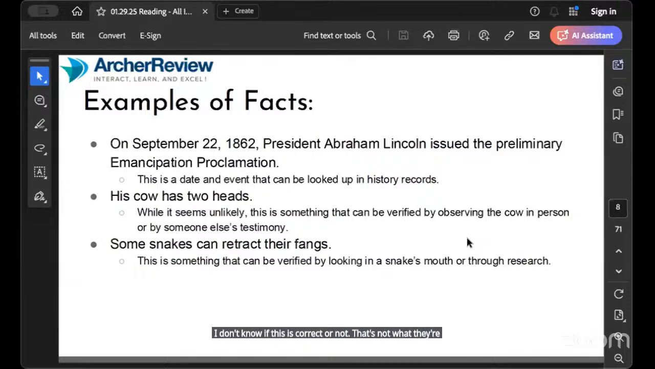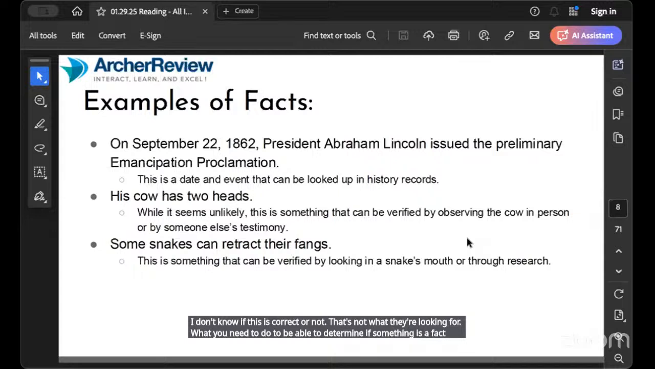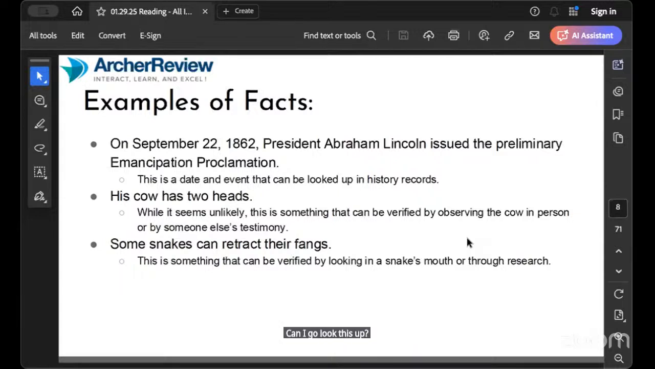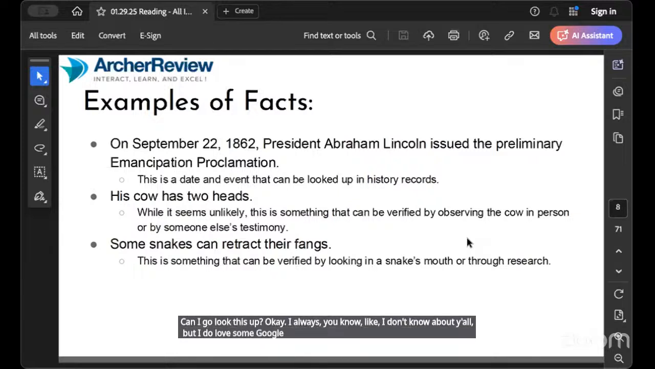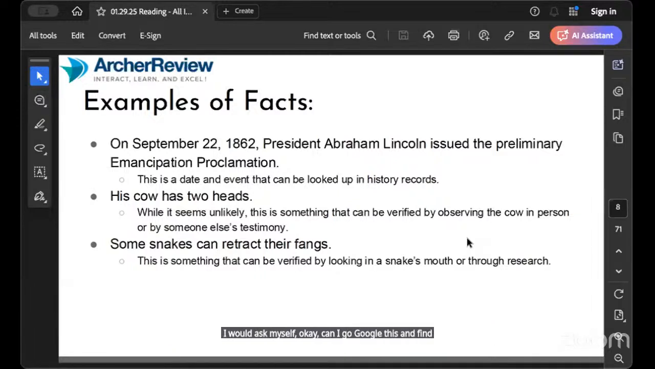What you need to do to be able to determine if something is a fact is simply ask yourself this: can I go look this up? Okay. I don't know about y'all, but I do love some Google. Sometimes it doesn't love me and it may cause my anxiety to be elevated. But when I'm trying to determine if something is a fact, I would ask myself, okay, can I go Google this and find if it's correct or not?